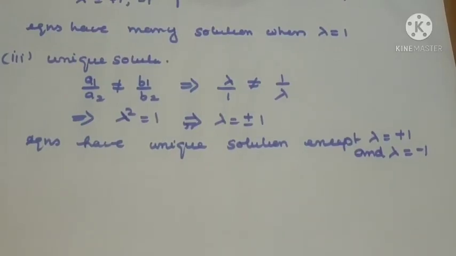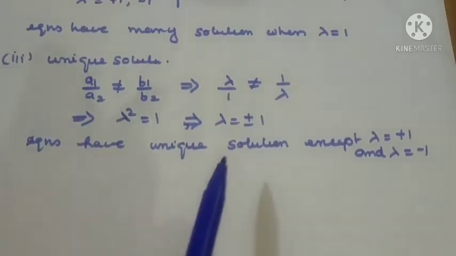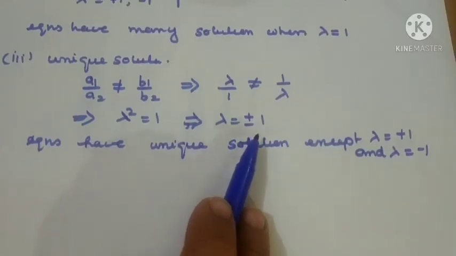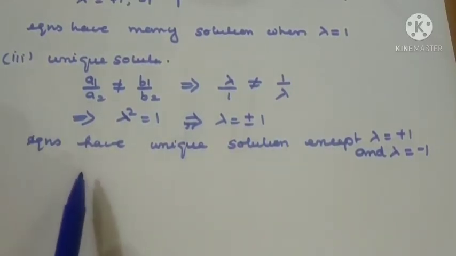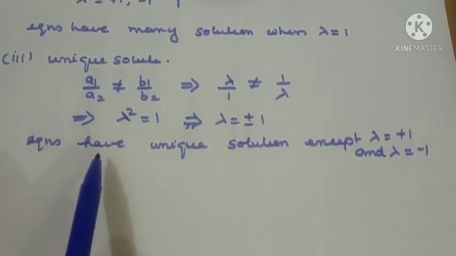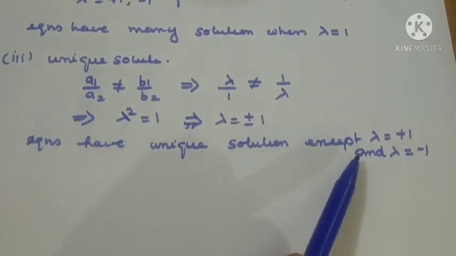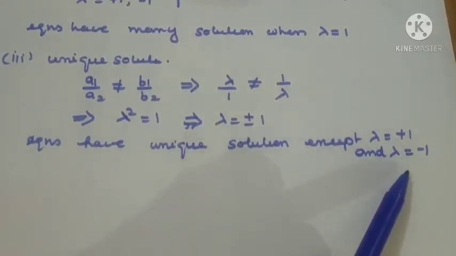Unique solution. What is the condition? a1 by a2 not equal to b1 by b2. So lambda by 1 not equal to 1 by lambda. By cross multiplication and solving we'll get lambda equal to plus or minus 1. So we already did similar patterns. What we should write? Equations have a unique solution except lambda equal to plus 1 and lambda equal to minus 1. With this, today's class I am winding up.